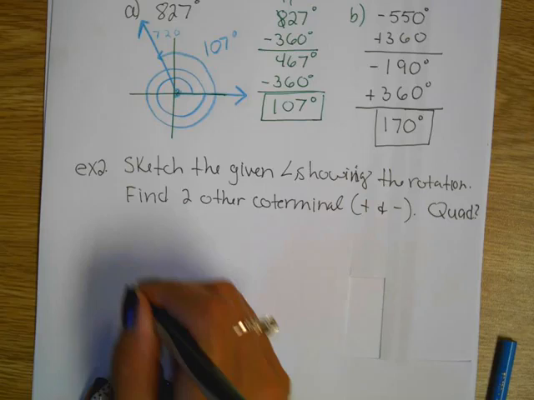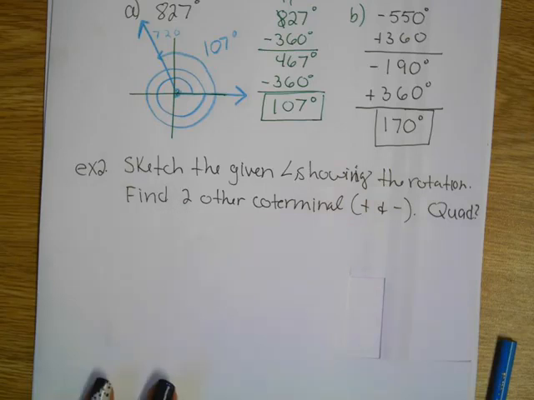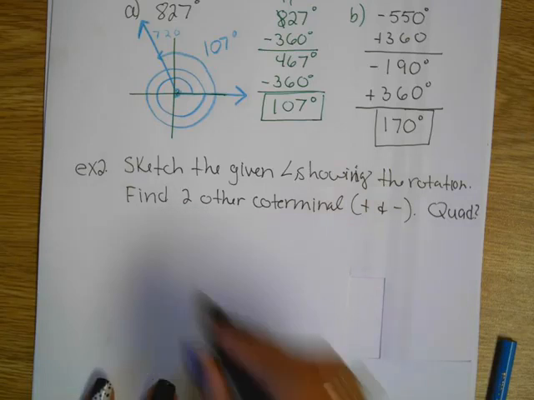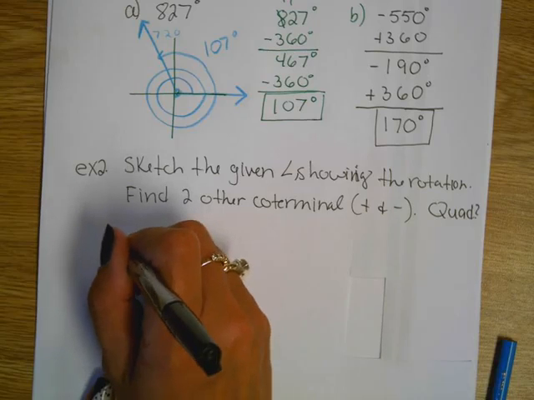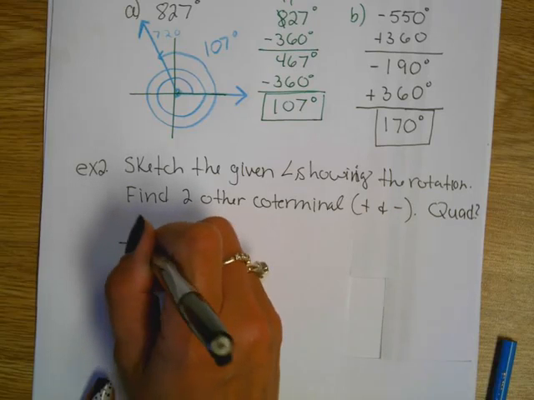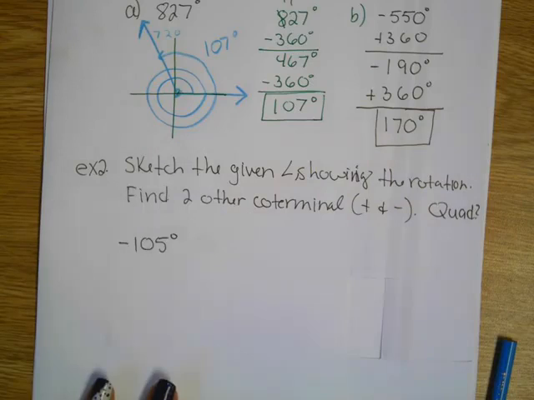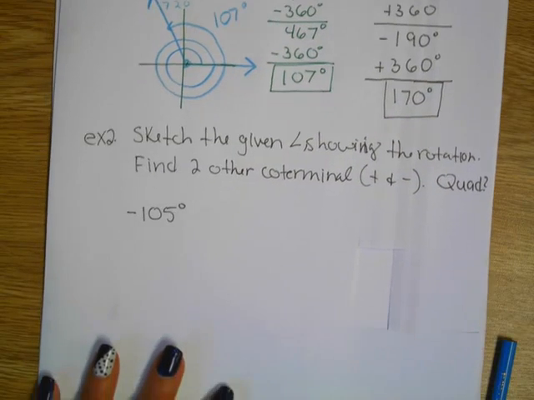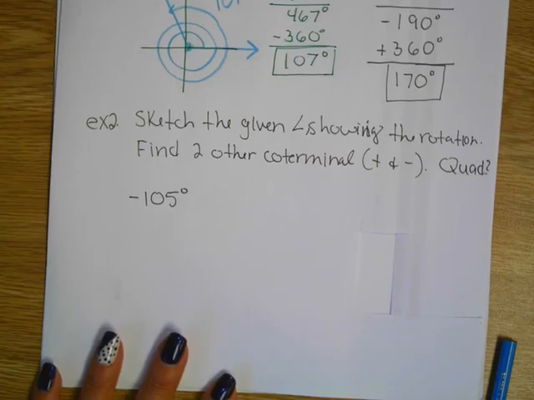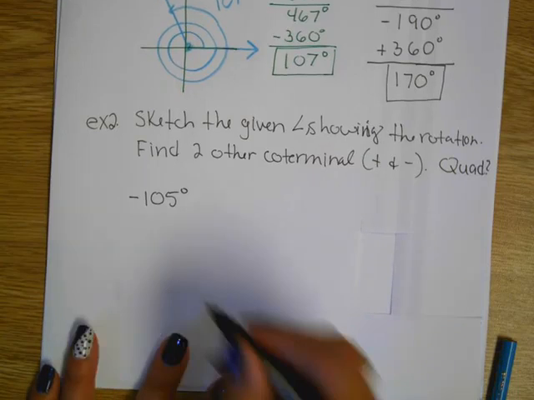And let's go with, I think one of these ones. Let's go with negative 105 degrees. So first of all, can you sketch that showing the direction of the rotation? And tell me which quadrant you land in.